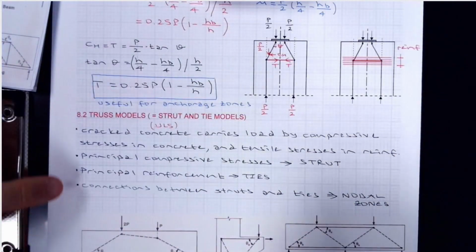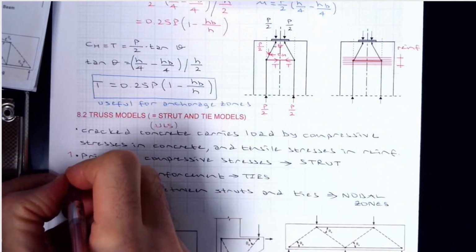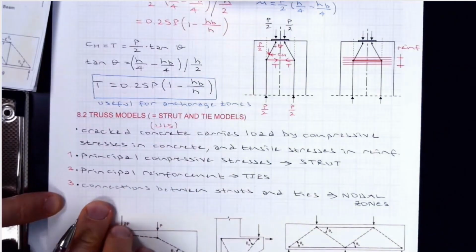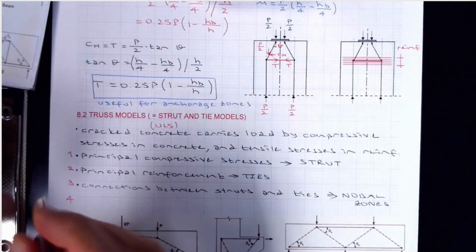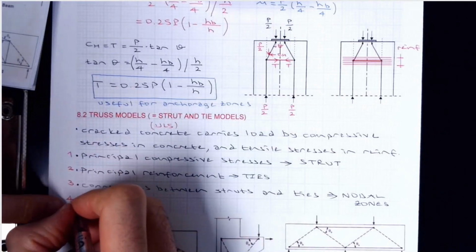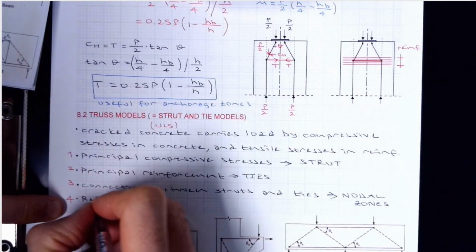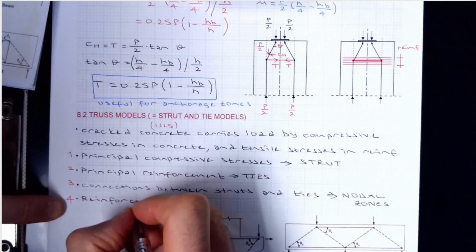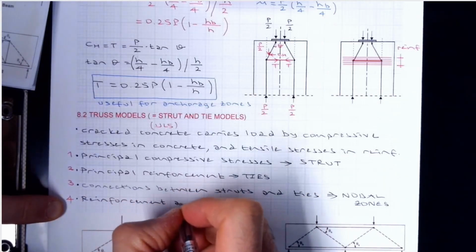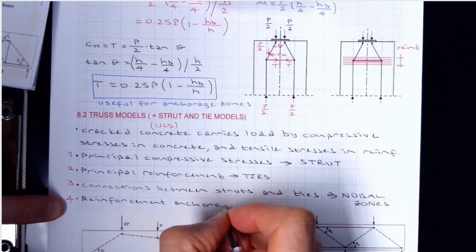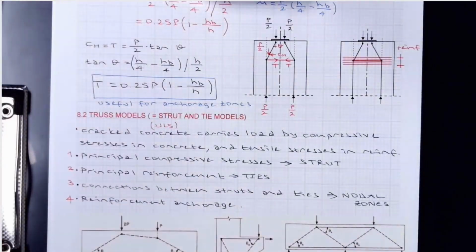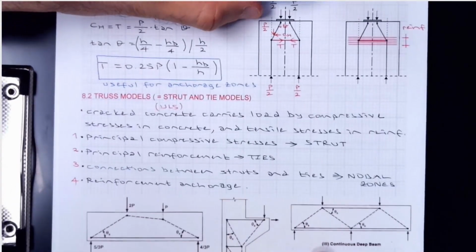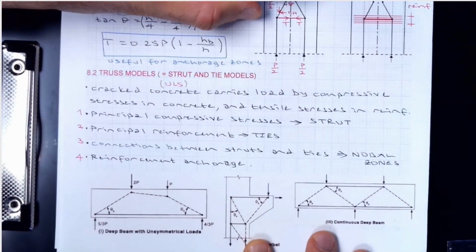So typically 3 components, 1, 2, 3 components create a truss model, right? But in reality, definitely the 4th one I want to add: reinforcement anchorage. I will come to this later on, but there are 4 components we are talking about when we discuss truss models, which is strut and tie models.